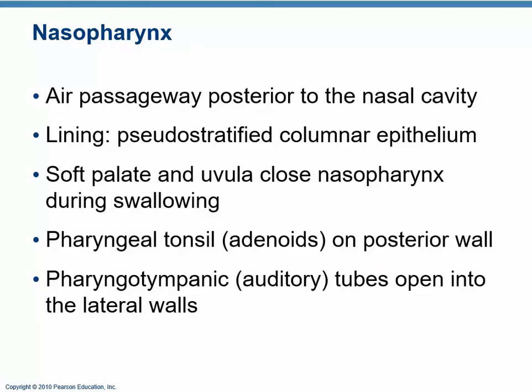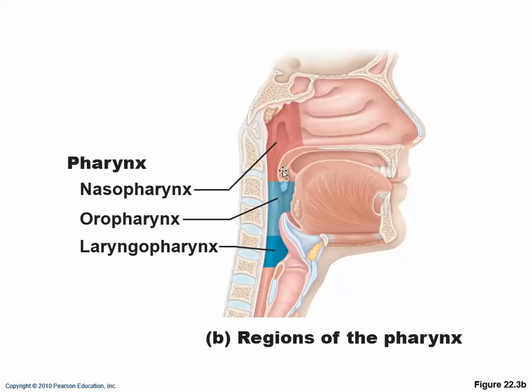So if we go back to here, you can see that this part of the soft palate that hangs down is called the uvula. When you swallow, the uvula pushes up and blocks the nasopharynx, makes the food go south. And so that's called the uvula.